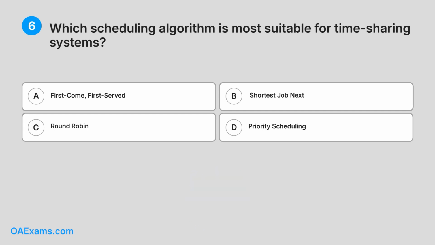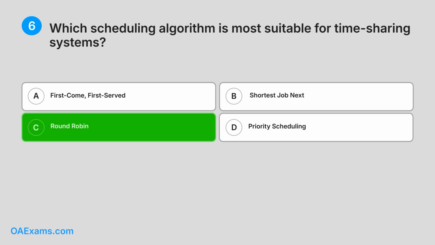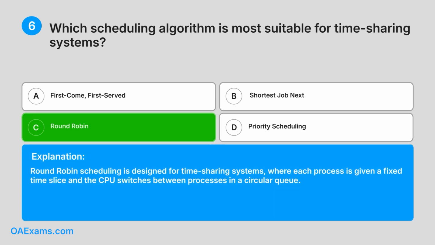Correct answer: C. Round robin. Explanation: round robin scheduling is designed for time-sharing systems where each process is given a fixed time slice and the CPU switches between processes in a circular queue.